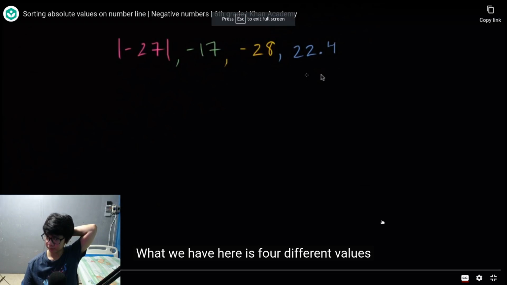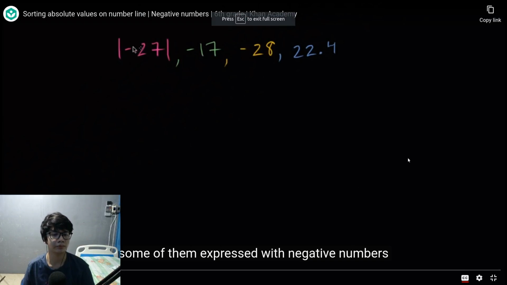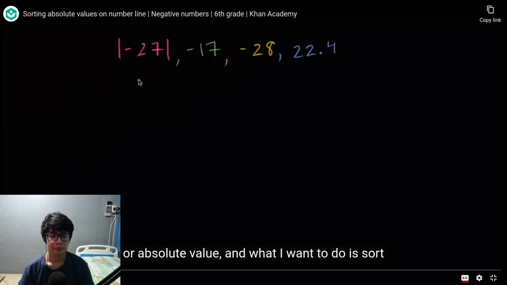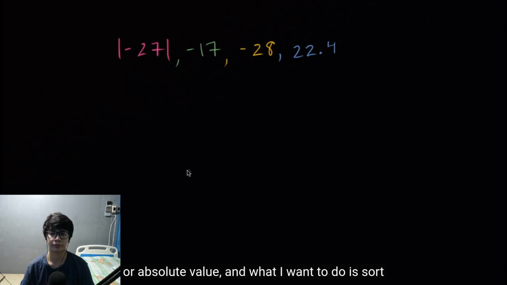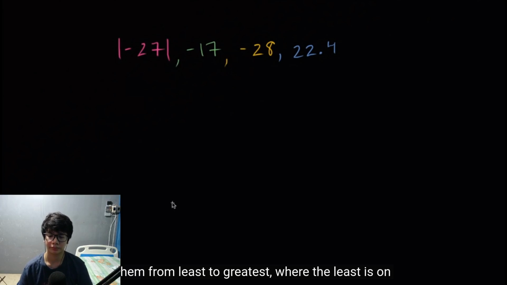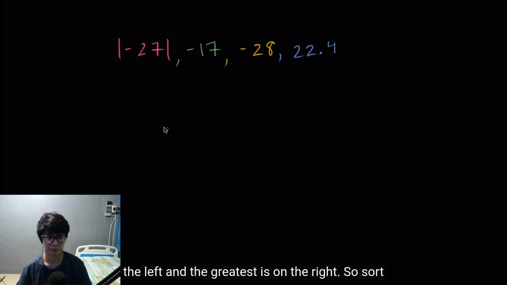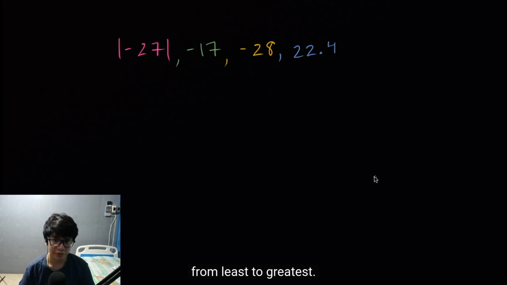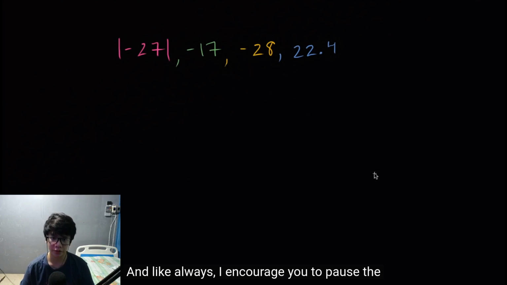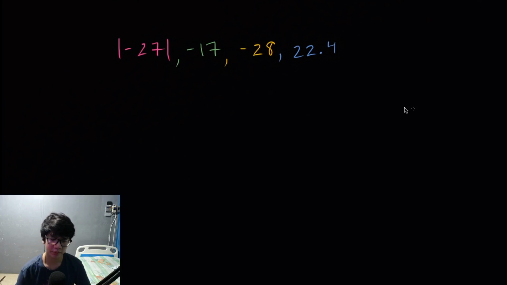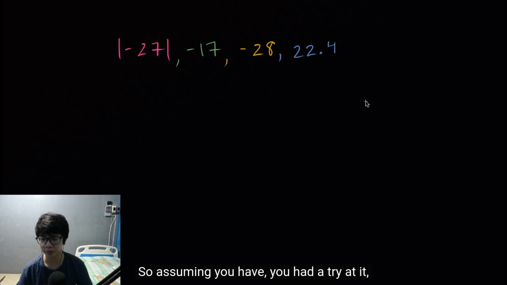So what we have here is 4 different values, some of them expressed with negative numbers and or absolute value. And what I want to do is sort them from least to greatest, where the least is on the left and the greatest is on the right. So sort from least to greatest. And like always, I encourage you to pause the video and try to work through it on your own. So I'm assuming you've had a try at it.